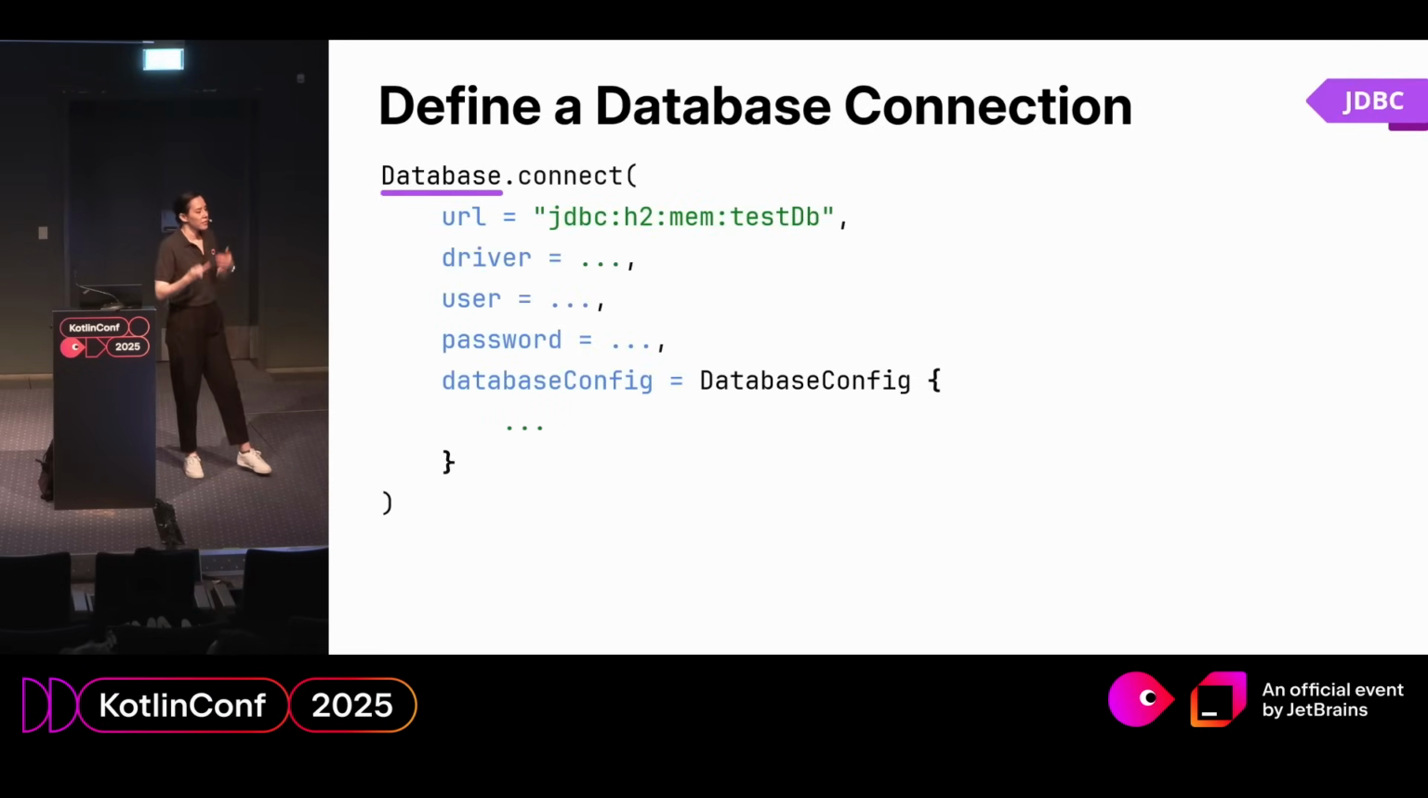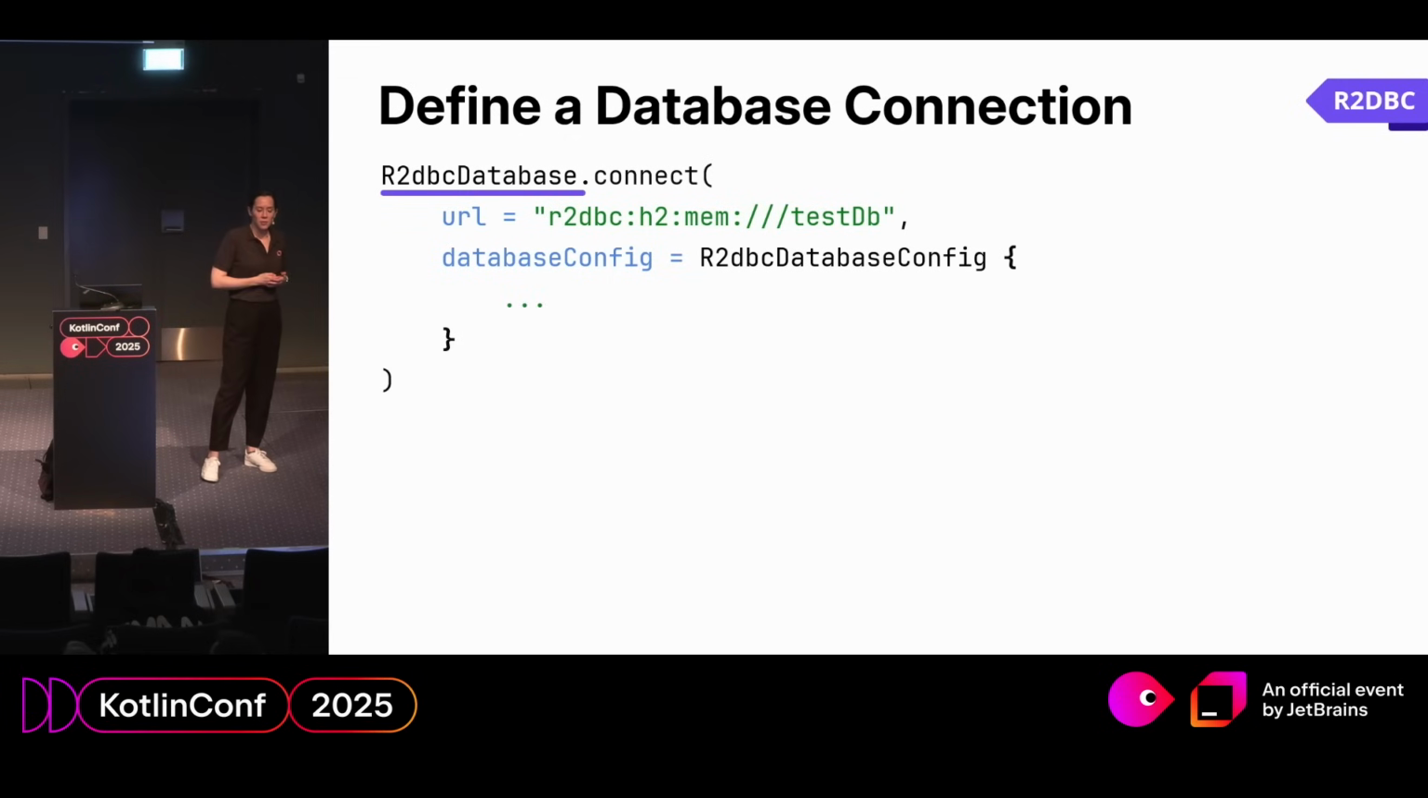Now that you have a database, how do you connect to it? We call database connect to create an instance of a class that represents the underlying database being used. We provide a URL connection string and any global level configuration parameters that should be applied to every connection in the future when it's requested. With R2DBC, it's the same concept, except we're calling connect on an R2DBC database, providing similar configuration parameters and connection string.